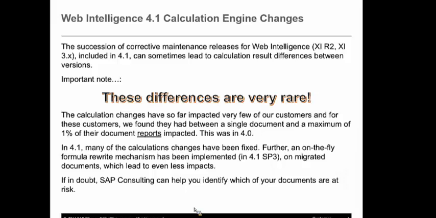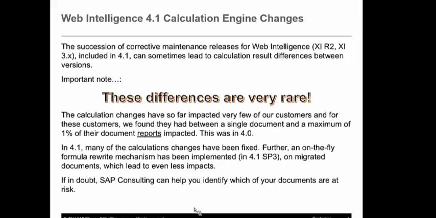But something very important for you to understand, and I will emphasize this message all along the presentation, is that these calculation differences are extremely rare. So far, we've had only a handful of customers who have been impacted by these calculation differences. And among those customers, the most impacted one had a maximum of 1% of their reports impacted by these differences. This was a customer with more than 1,000 reports. I'm talking about reports, the report tabs within documents, and they had only 10 reports impacted.